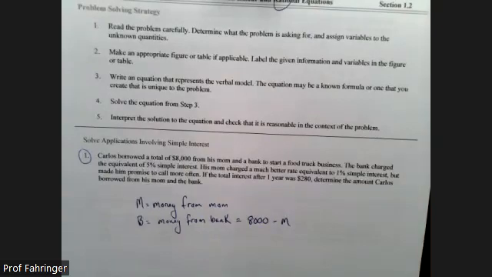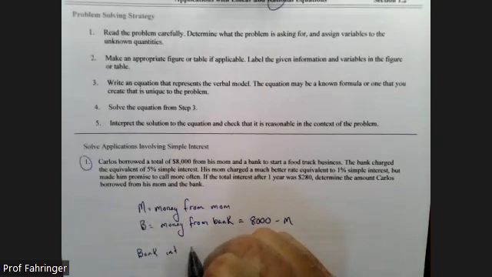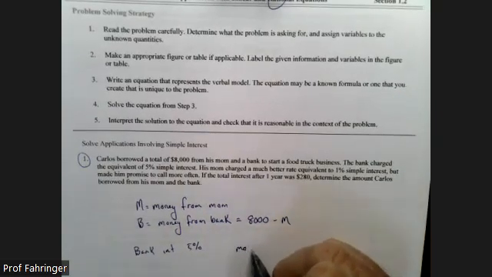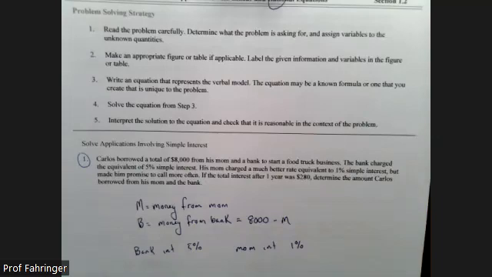Sound good? And he's going to start up a food truck. Well, that's good. I don't know if there's a lot of money in food trucks, is there? Unless you own like 10 of them. Anyhow, the bank charged 5% interest. So the bank interest is 5%. And mom's interest is 1%. But you have to call her more often. If the total interest after 1 year equals $280, oh boy.